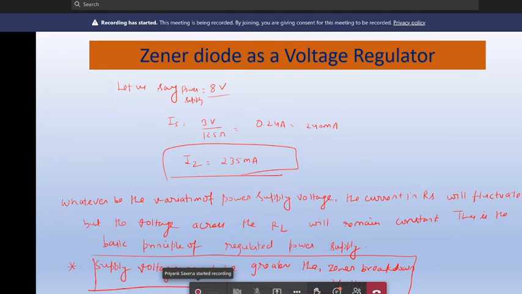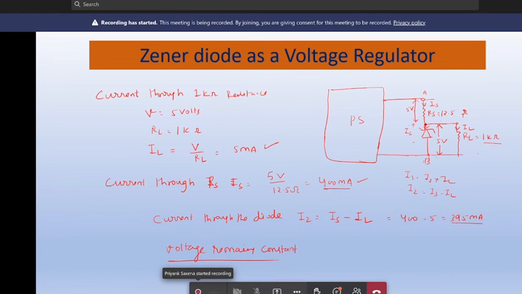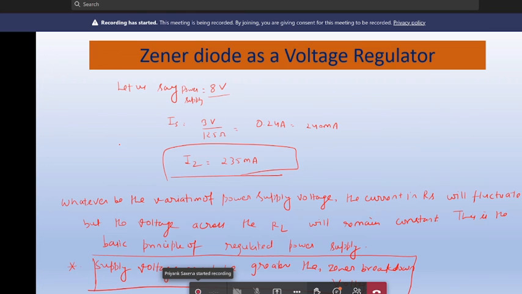I will repeat. So if suppose power supply changes from 10 volt to 8 volt, now what will happen? Your IS will change. What will be the value of IS? Because now if this power supply has become 8 volt from 10 volt, voltage across Zener will be how much? 5 volt. So the remaining voltage will appear across this RS, 3 volt. So now what will be the value of IS? IS will change to 3 volt divided by RS, RS is 12.5 ohm. So IS value will become 240 milliampere, right?